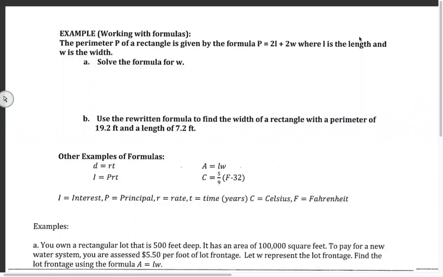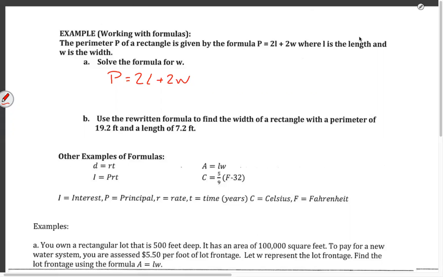All right, so the second part of solving equations for a given variable. The perimeter P of a rectangle is given by the formula P equals 2L plus 2W, where L is the length and W is the width. It's asking me to solve that formula for W. So first thing I'm going to do is write P equals 2L plus 2W. And now I want to get this W by itself.